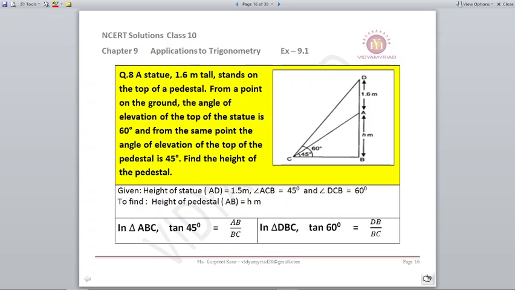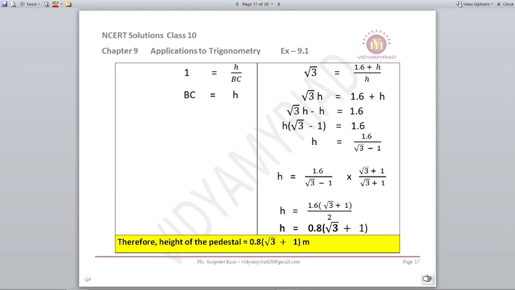In the next case, if we take the big triangle DBC, in this the angle formed is 60 degrees. So tan 60 will be equal to total DB upon BC. And what is this DB made up of? DB is made up of DA plus AC. So we will find root 3 is equal to 1.6 plus H upon H. Why have we taken H here? Because BC is equal to H.